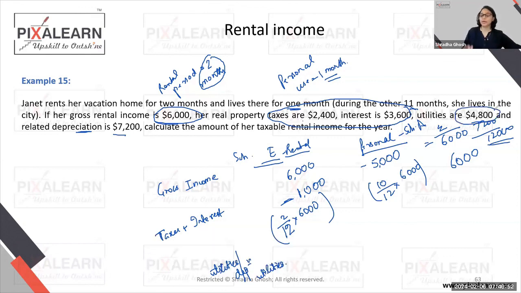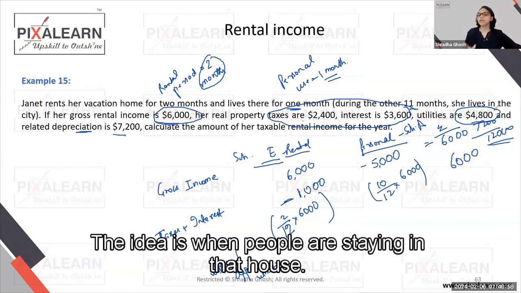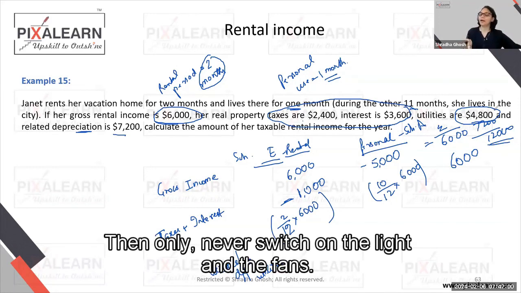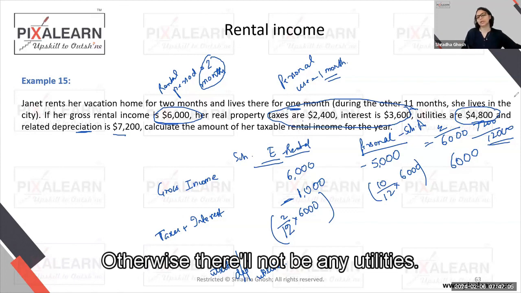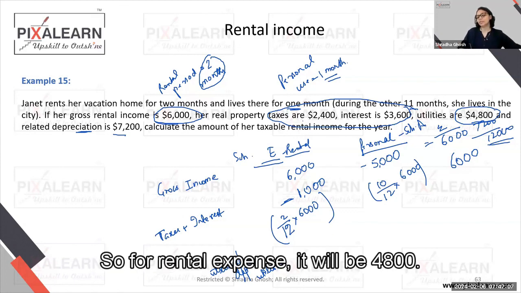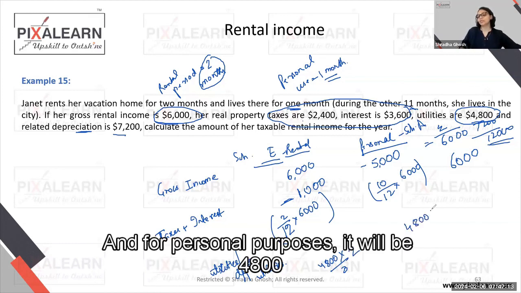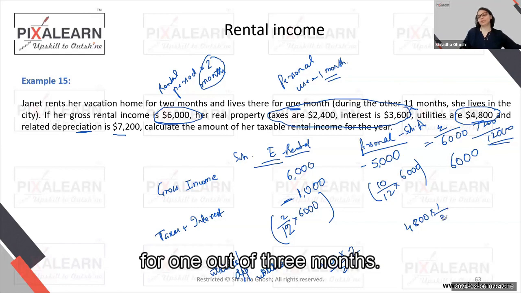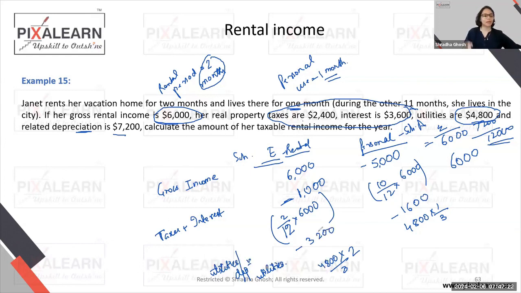I take the utilities, and how much? Out of 4,800. Now, this will be according to annual usage, not according to annual period. The idea is when people are staying in that house, then only they will switch on the lights and the fans, and then only there will be some utilities. Otherwise, there will not be any utilities. So for rental expense, it will be 4,800, but it was for 3 months and I have used it for 2 months. And for personal purposes, it will be 4,800 for 1 out of 3 months. So here it will be 1,600 and here it will be 3,200. Is this clear?